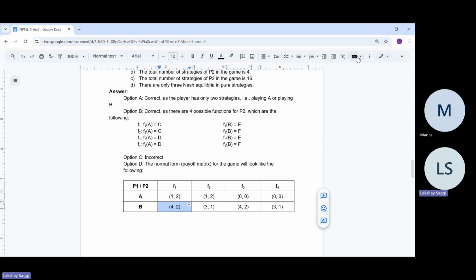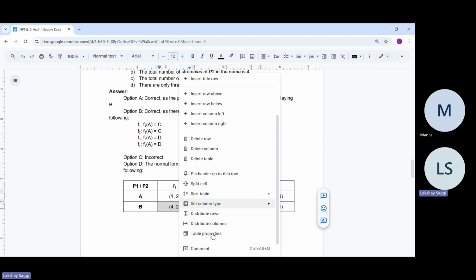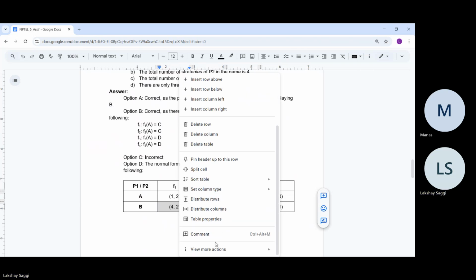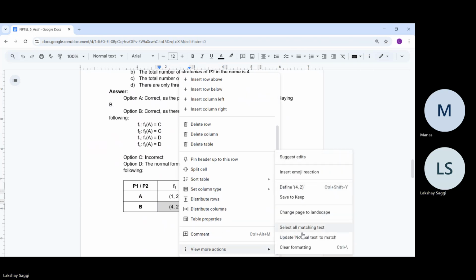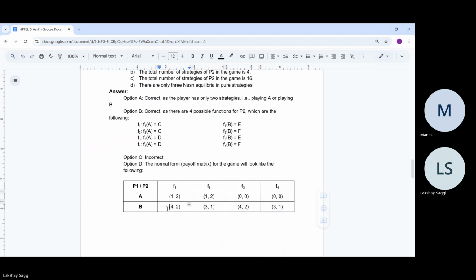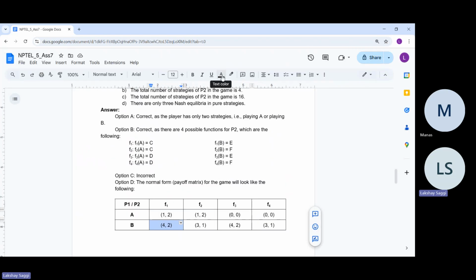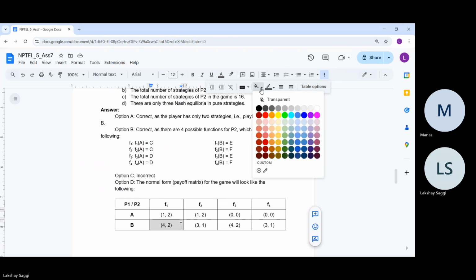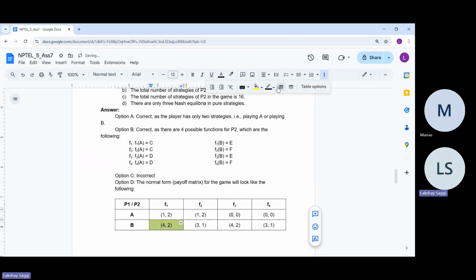So maybe I'll color this cell if I can. Okay, this should be something like coloring the cell. Yeah, maybe just map it as something like this: yellow corresponds to Nash equilibria.